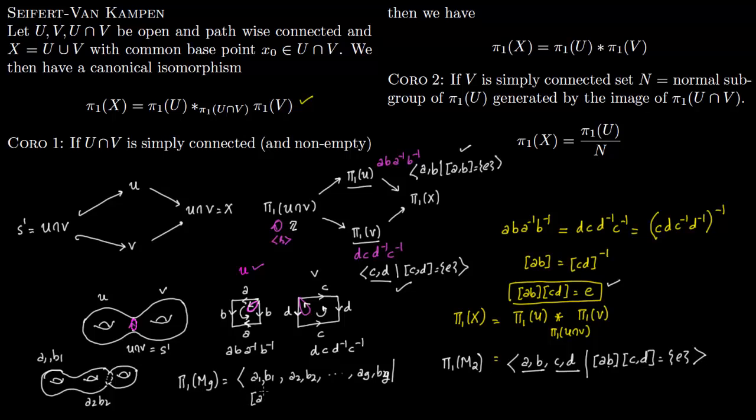You have the commutator of a1 b1, then the commutator of a2 b2, all the way to the commutator of ag bg. This is equal to the identity. So you get the fundamental group of the g-hole torus. So we have just used the amalgamation here and this result to compute the fundamental group of the two-hole torus and the g-hole torus.